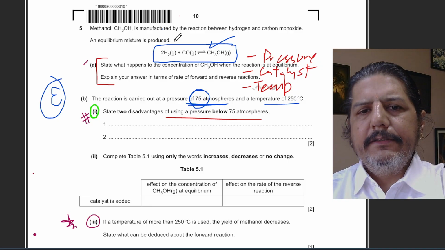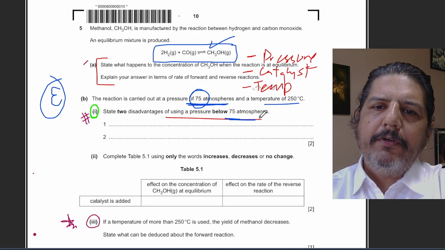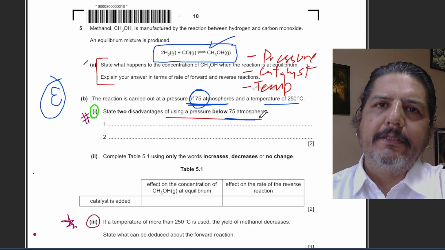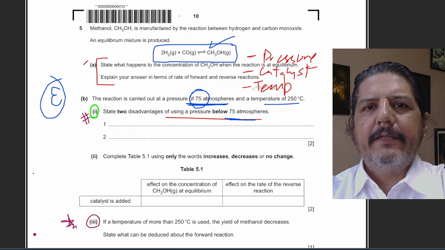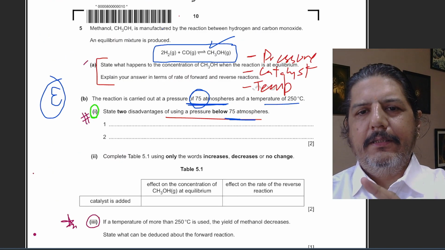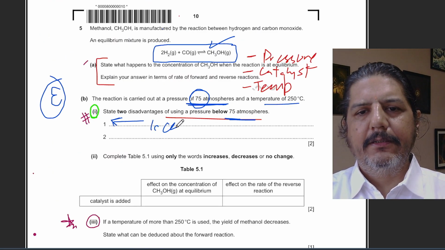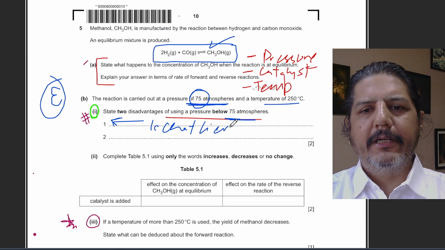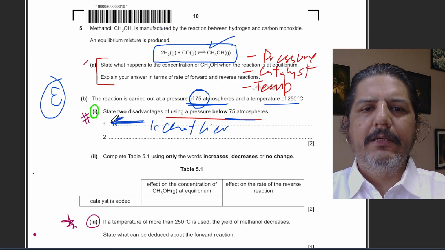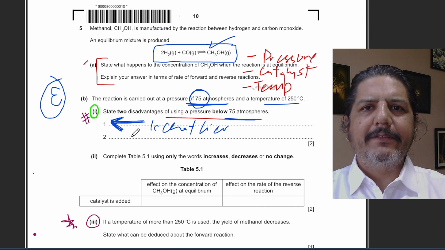But now what they are asking is state 2 disadvantages of using a pressure below 75 atmosphere. So now if I use lesser pressure, the first thing, as I have told you, the reaction will start moving in the backward direction. So as per Le-Chatelier principle, the reaction will move in the reverse direction. So that is the first disadvantage. What would be the second disadvantage?